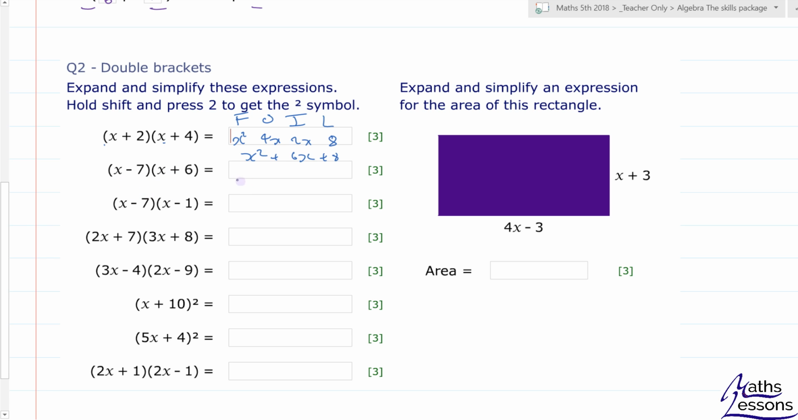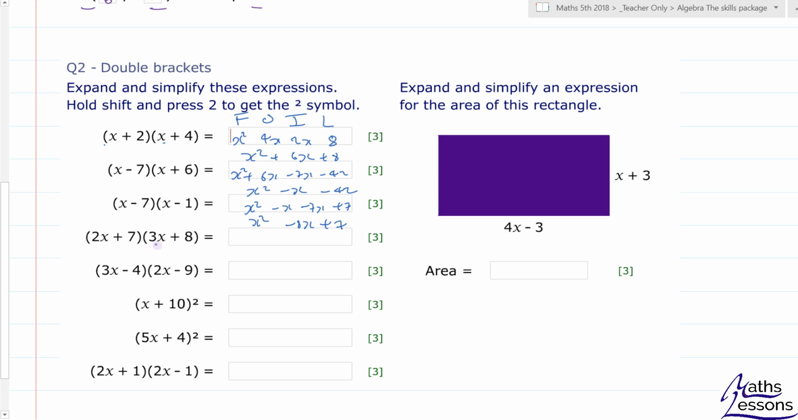Again, FOIL. First, x squared. Outer, 6x. Inner, minus 7x. Last two things, minus 7 times 2. Add the two middle things, you get x squared minus x minus 2. Again, first two things, x squared. Outer, minus x, inner, minus 7x. Last two things is 7. That just simplifies to x squared minus 8x plus 7.